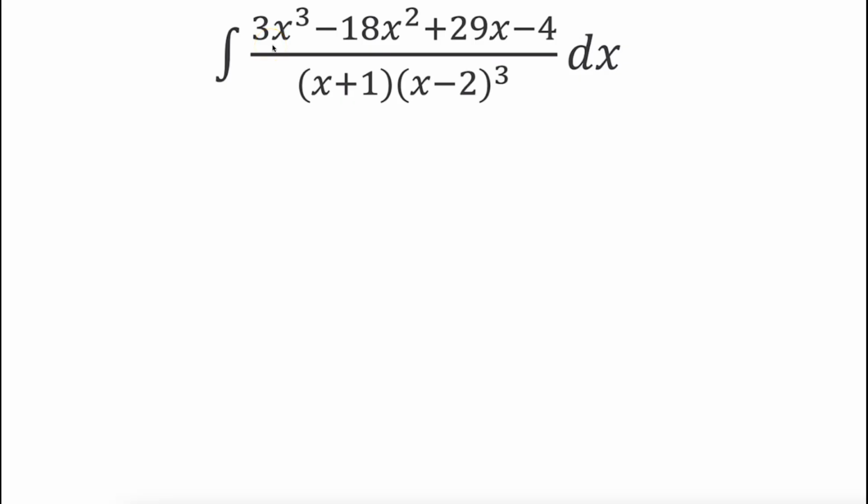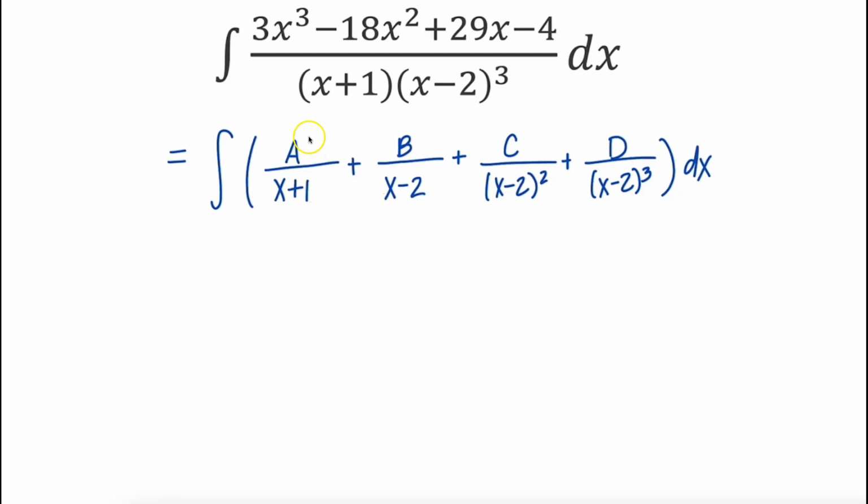All right, in this example, we want to integrate 3x cubed minus 18x squared plus 29x minus 4 all over the quantity x plus 1 times the quantity x minus 2 cubed dx. Now, lucky for us, the denominator is already factored. We have one distinct linear factor, x plus 1, but we have a repeated linear factor, x minus 2 cubed. So that's going to give us a different looking partial fraction setup.